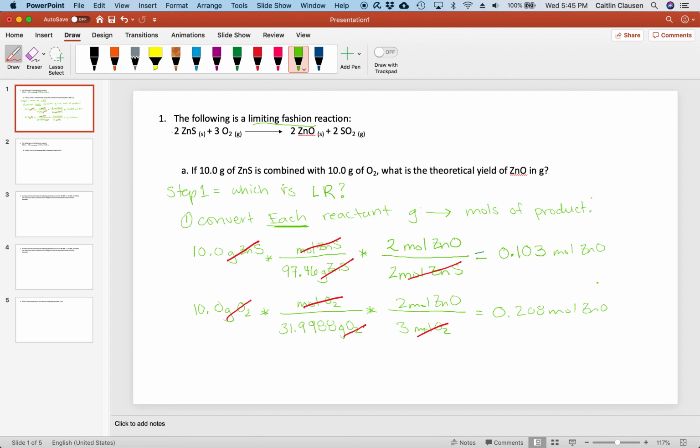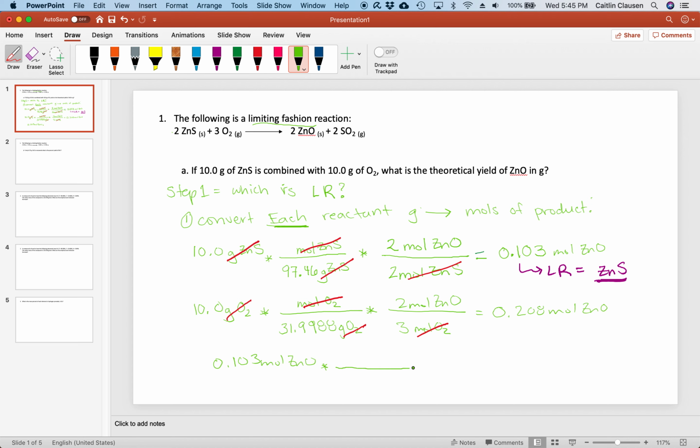If I compare these, I notice this number is lower, so the limiting reactant is zinc sulfide. Again, the limiting reactant, not the product. So I need to use this to calculate my theoretical yield. Well, theoretical yield in grams, I already have the moles of product, so I have one more step. I know which one I have to use. My last step is going to be 0.103 moles of zinc oxide.